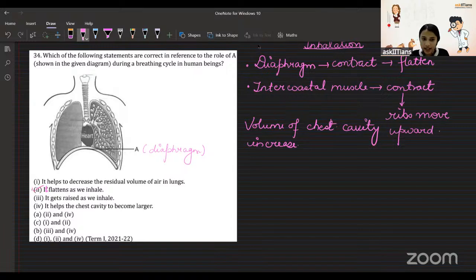It gets raised as we inhale. No, it is raised as we exhale. So this statement is wrong. Fourth is it helps the chest cavity to become larger. This statement is also true. So what will be your right answer? Your second and fourth statements are correct, so A will be the right answer.